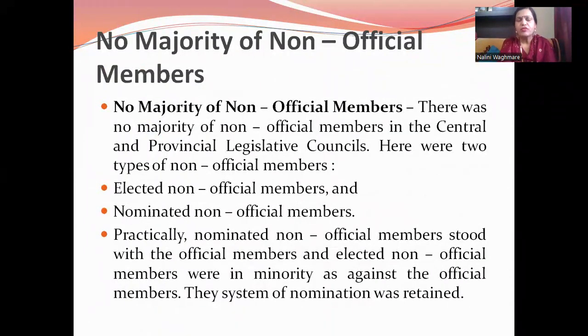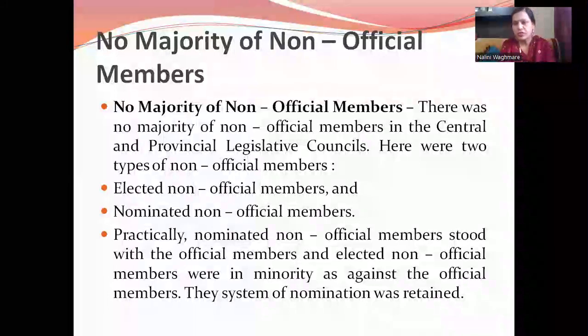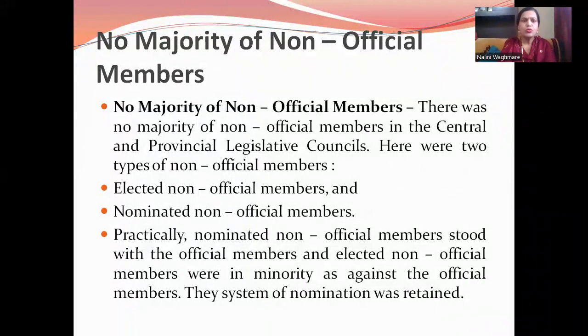No majority of non-official members. There was no majority of non-official members in the central and provincial legislative councils. There were two types of non-official members, elected non-official members and nominated non-official members. Practically, nominated non-official members stood with the official members, and elected non-official members were in a minority as against the official members. The system of nomination was retained.